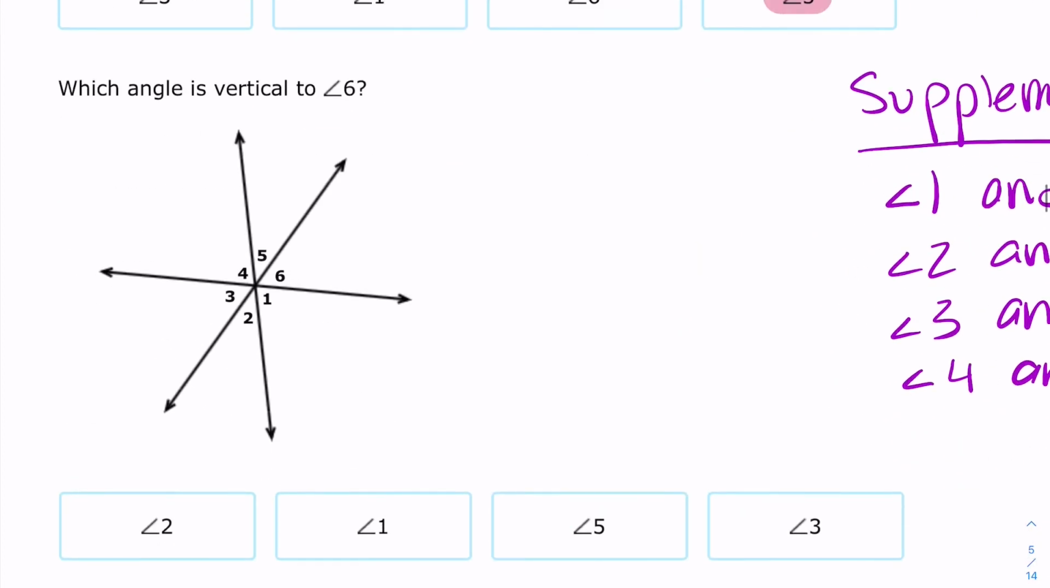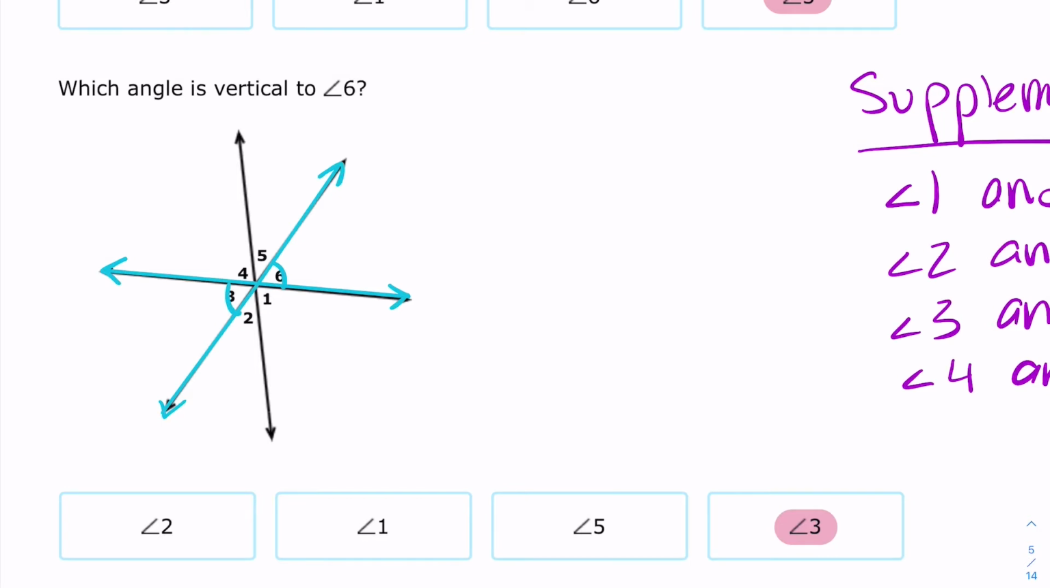Okay. What is vertical to 6? Well, here is 6 right here. Vertical to 6 is 3. How do I know that? Well, this is a ray that makes up angle 6, and here's another ray that makes up angle 6. So I have to look for rays that are opposite. So I go this direction, and I get this ray that's opposite, and then I go this direction, and I get this ray. And what's in between? Well, this is what's in between. It's right here and right here. So it is angle 3.